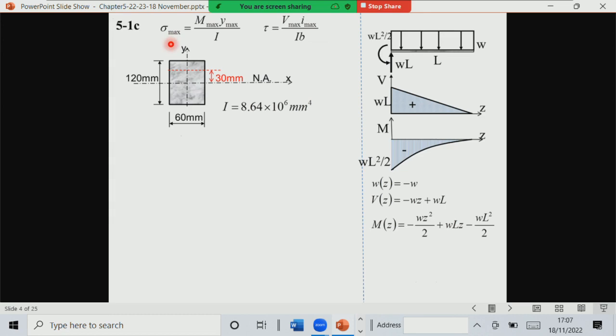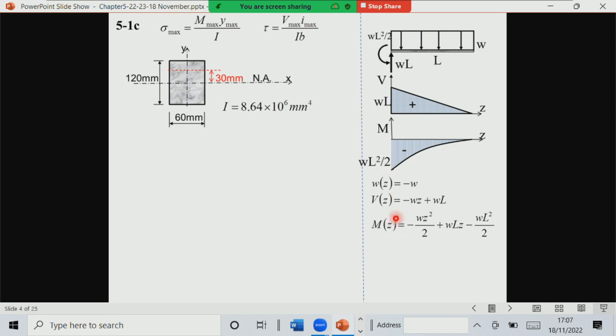In order for the normal stress to be maximum, the bending moment has to be maximum, and also the y coordinate has to be maximum. I, the second moment of area, is a constant value. Now if you look at the bending moment distribution, you can see the maximum bending moment occurs at the left end, at the built-in support. So M max is equal to WL squared over 2.